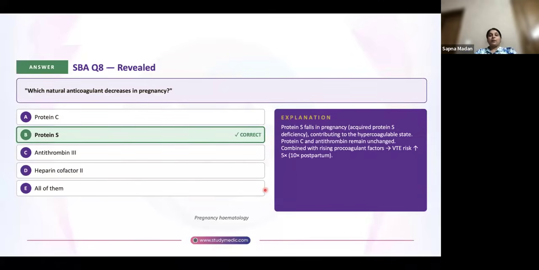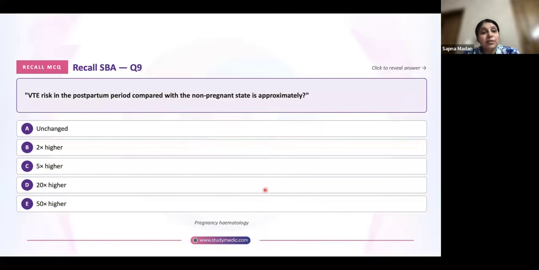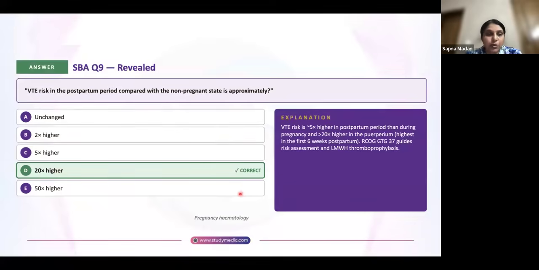Protein C and antithrombin remain unchanged, and combined with the rising procoagulant levels, this is going to exacerbate the VTE risk by around 5 times antenatally and 20 times postpartum. VTE risk in the postpartum period compared with the non-pregnant state is approximately unchanged, 2 times higher, 5 times higher, 20 times higher, or 50 times higher. So we've discussed this, and it is 20 times higher, okay, according to the Green Top guideline.